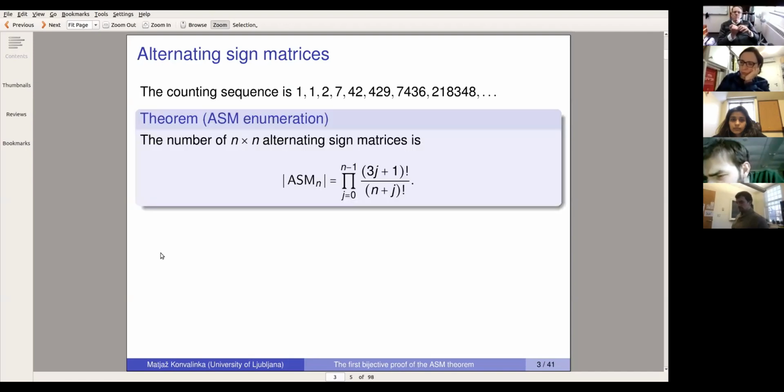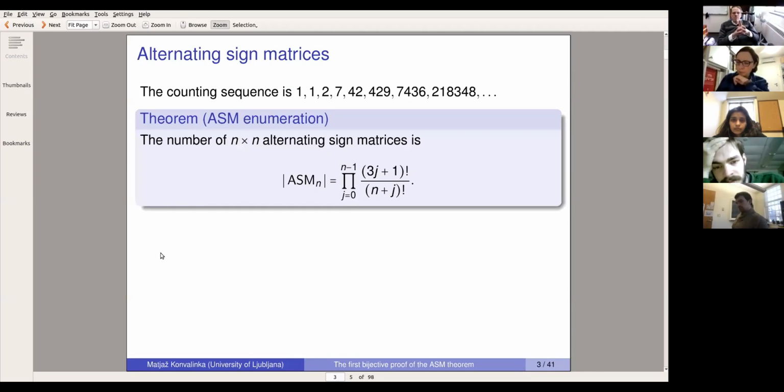And this is the famous ASM enumeration theorem, which states that the number of n by n ASMs is equal to this beautiful product formula. So you have a quotient of two products of n factorials. Okay? And actually, you can be a bit more specific than that.